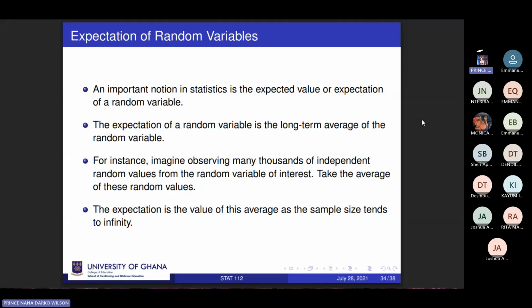So for instance, imagine observing many thousands of independent random values from the random variable of interest. You take the average of these random values. The expectation is the value of this average as the sample size tends to infinity.